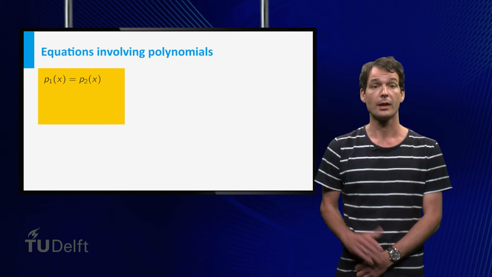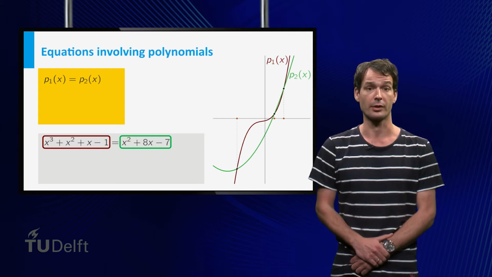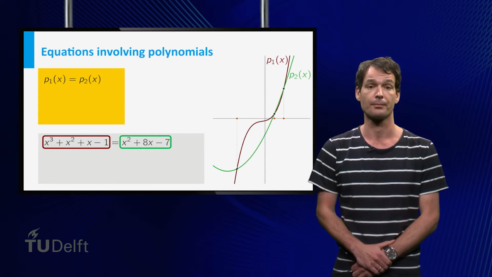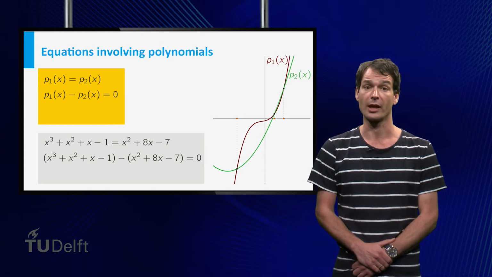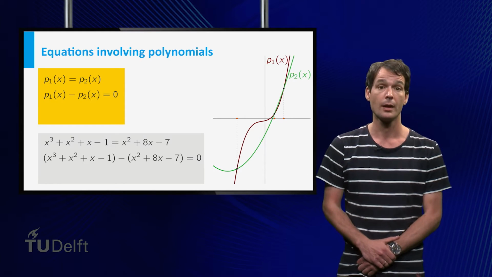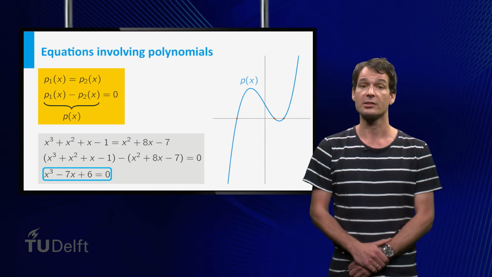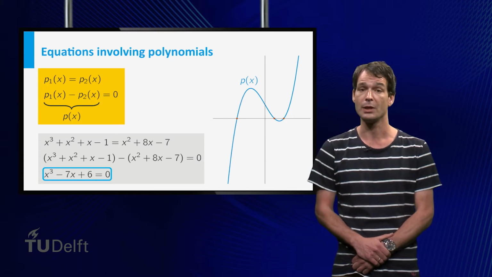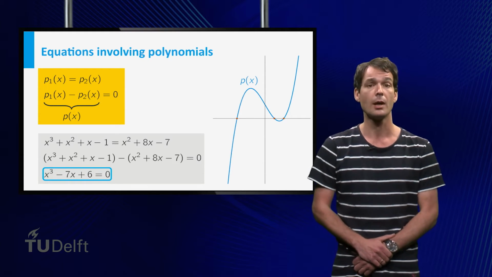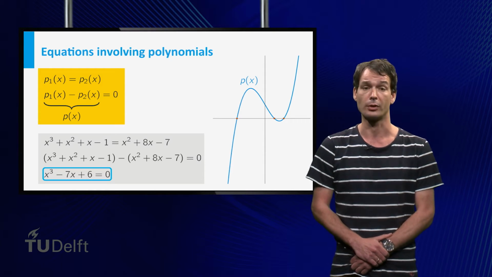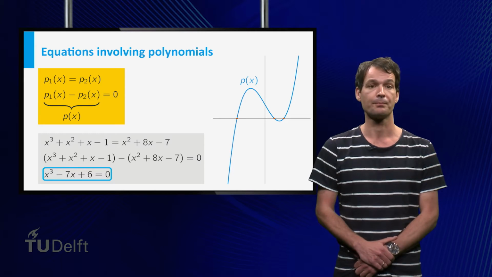For example, this equation. Graphically, this means that we try to find the x-coordinates of the intersection points of the two graphs. As a first step, we simplify the equation by bringing all the terms to the left. We see that the left-hand side here is again a polynomial. This is always the case. The equation p1 of x equals p2 of x reduces to an equation of the form p of x equals 0 for some polynomial p. That is, we try to find the zeros of p.